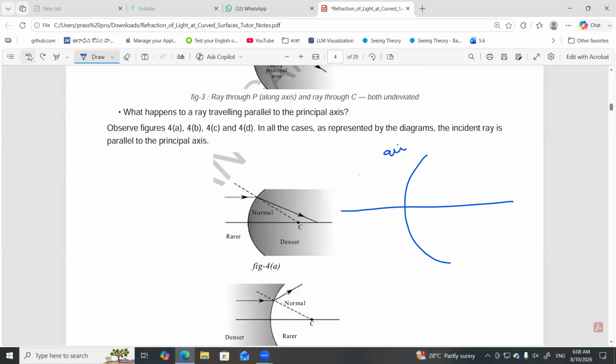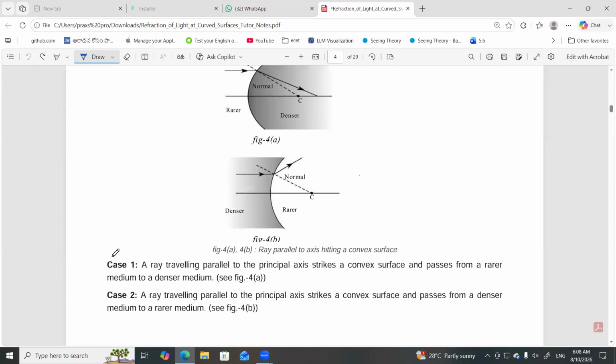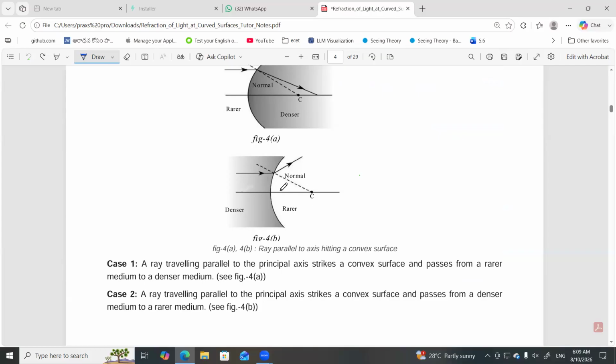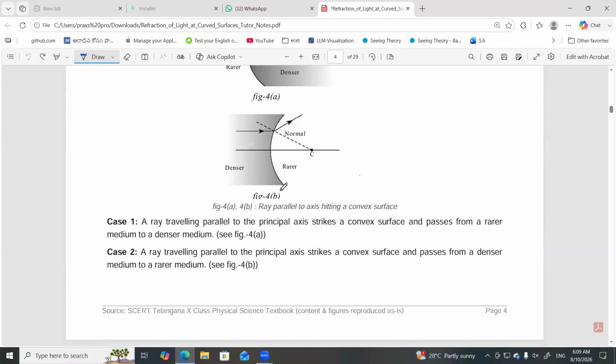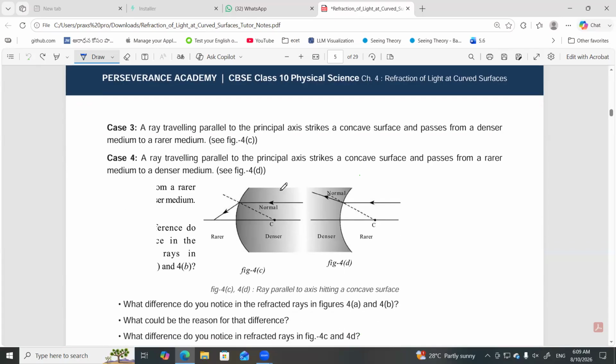But I hope you understood these two diagrams, the way of drawing the ray diagram. Here case 1, case 2 has been given. Rarer to denser, and here the second one denser to rarer. What did you see here? It bends towards the normal. Here it bends away from the normal. Only one time practice is enough, you will understand. This knowledge is very, very important.